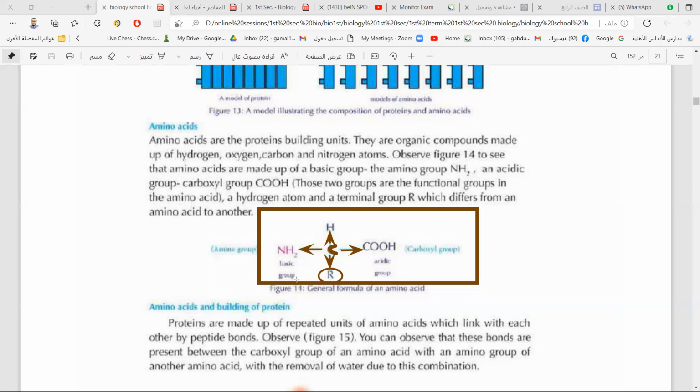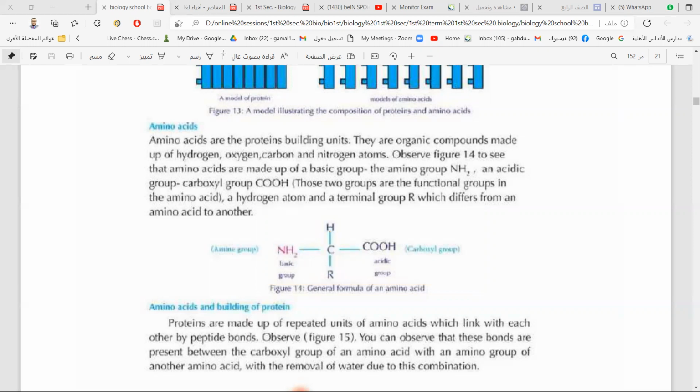This is the structure of amino acid. The basic structure of amino acid. Amino acids are the protein building units. They are organic compounds made up of hydrogen, oxygen, and carbon, in addition to nitrogen. We have nitrogen here, which is found in the amino group. Nitrogen also is one basic element in the amino acid.